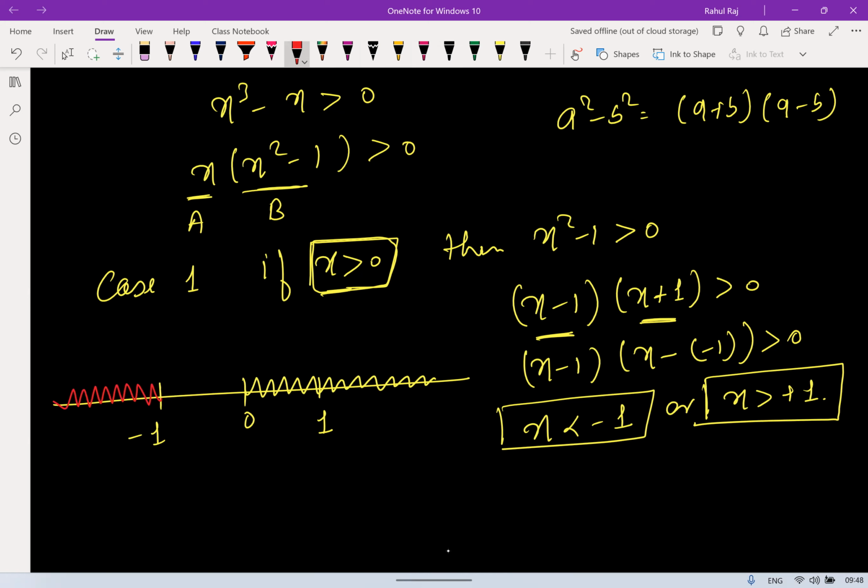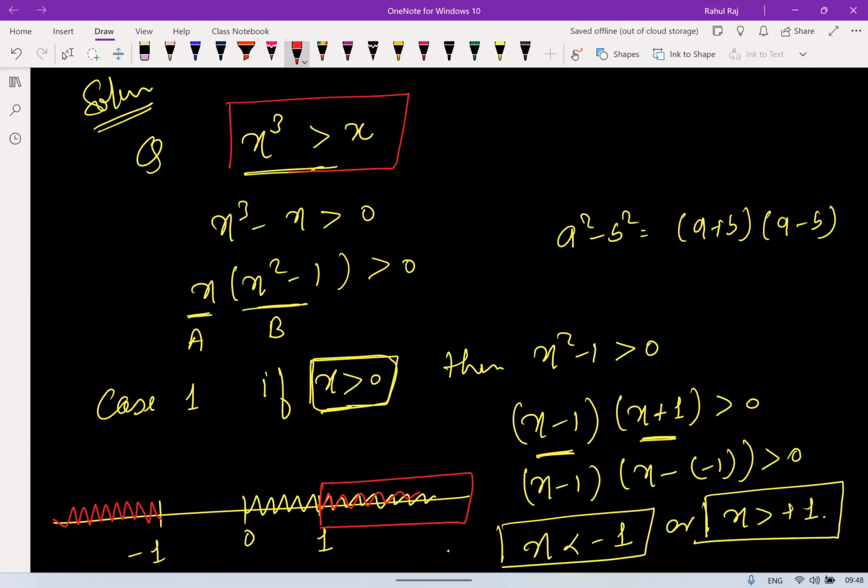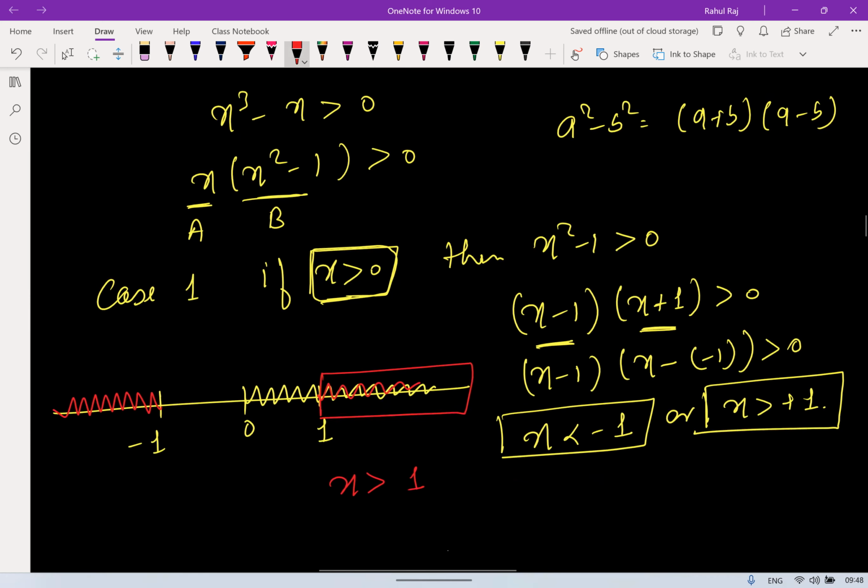Am I right? Yep. And x greater than positive 1. What is the overlap, Alexa? x greater than 1. So this is one condition we have got. Now you put here x greater than 1, any value. Don't you feel x cube will be greater than x? Yeah, 100%.